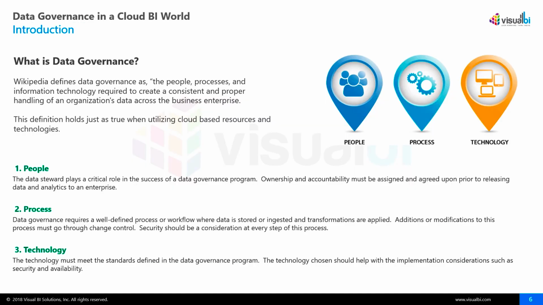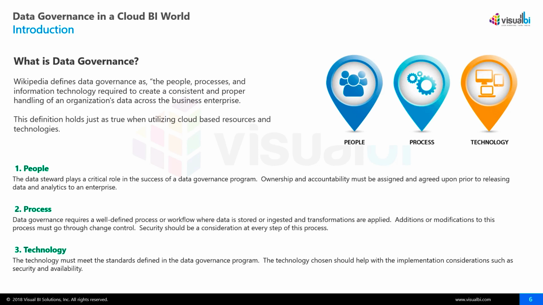So as I mentioned in the last slide, we wanted to set the stage and define what data governance is. And data governance really follows along three areas. There's a people component, a process component, and a technology component. And from a people perspective, we mentioned earlier this notion of a data steward, which does play a critical role in the success of any data governance program.